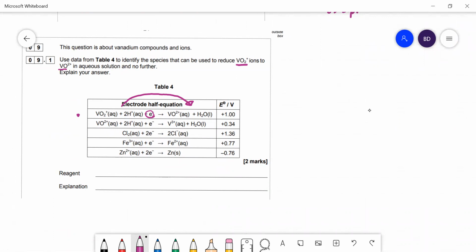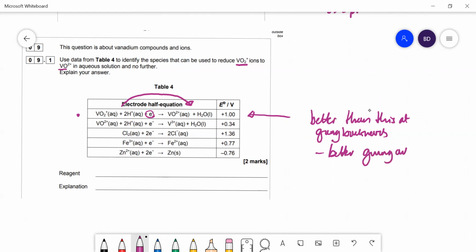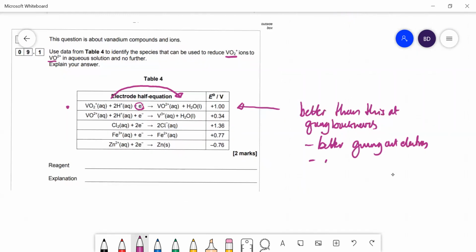So we've got to get another one, which is better than this one at going backwards. In other words, if it's going backwards, it's got to be better at giving out electrons. In other words, it's got to be more negative. Now, unusually here, in this table, they haven't put them in order for some bizarre reason. They nearly always put them in order from most positive to most negative, or the other way around, but they haven't in this case. But the only one that is more negative than 1 volt is this one here, the zinc.